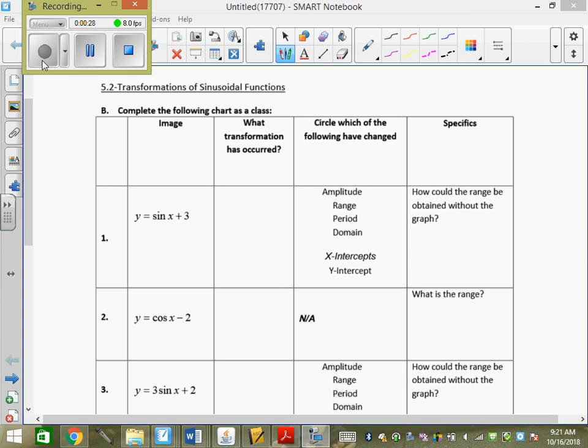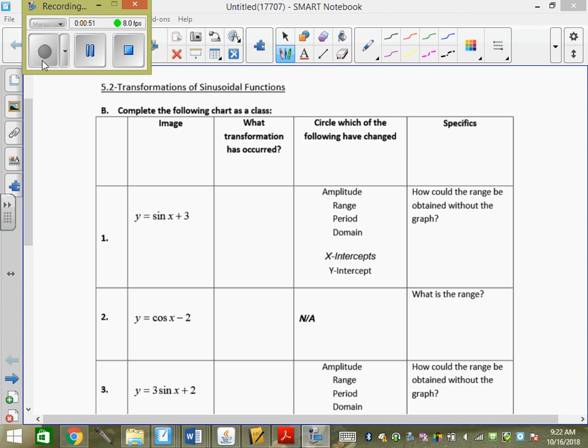So off of an equation, the amplitude was just the absolute value of A. Off of a graph, the amplitude was the distance from min to max divided by 2, correct? The period off of an equation is 2 pi divided by the B, or 360 divided by the B, or 2 pi times the horizontal stretch, or 360 times the horizontal stretch, right? Or on a graph, it was how long it took to repeat itself.